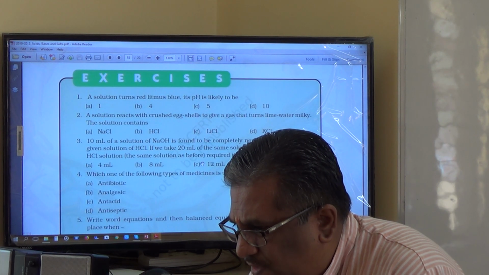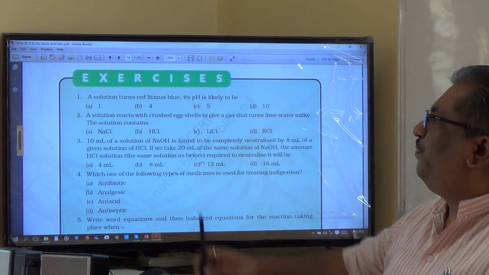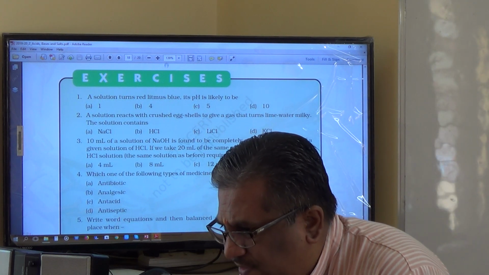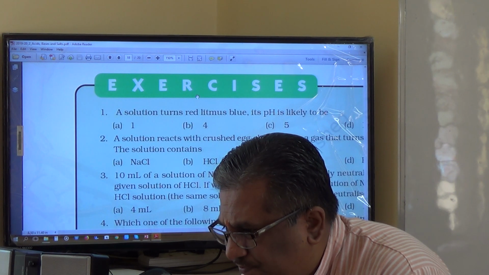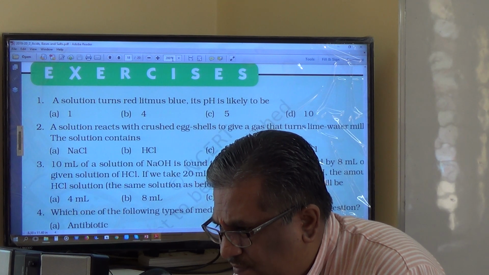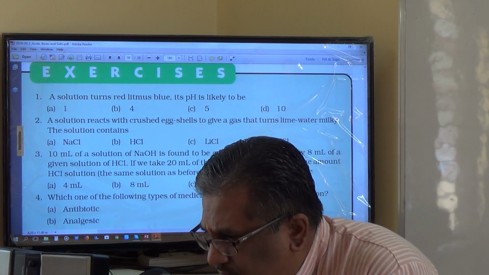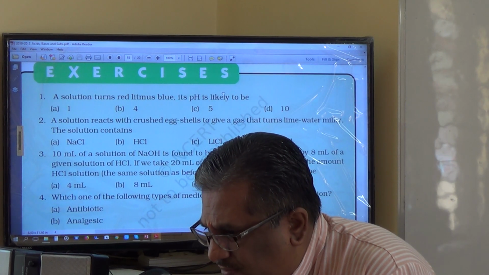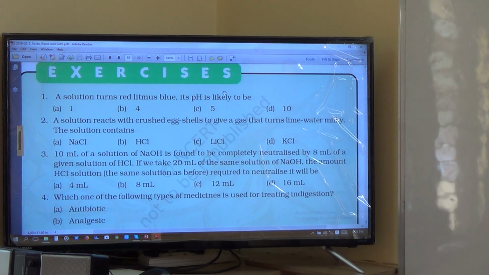Let's go through the exercise questions here. Let's go to the exercise questions. I think it should be enlarged further. I think now it is quite clear. It's visible for you. Let me hold the textbook also with me.